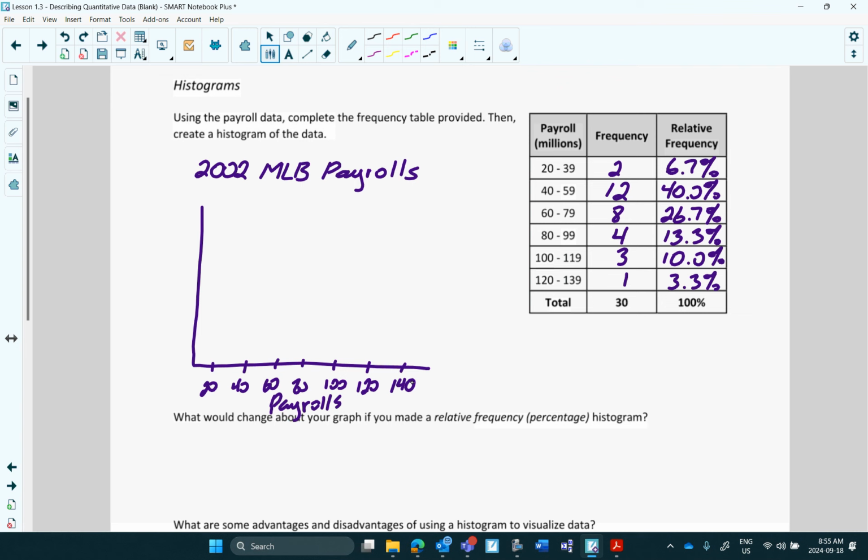For the vertical axis, well, I've got 2 things. I could do the frequency of it. I could do the counts. Or I could do the percentages. So I'm going to do the percentages. So I'm just going to go 10, 20, 30, 40, 50, 60, 70, 80, 100%. And I'm not going to label every one. I'm going to label every second.